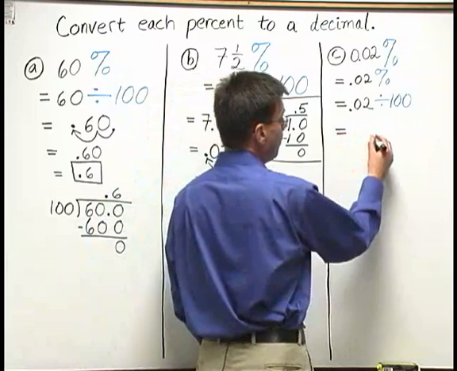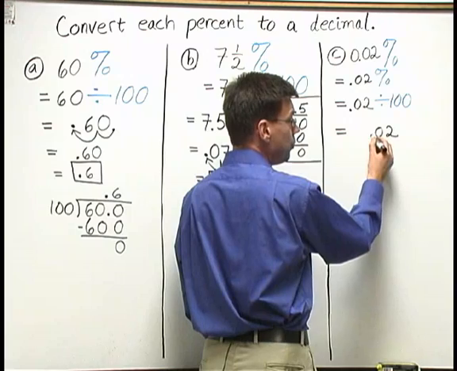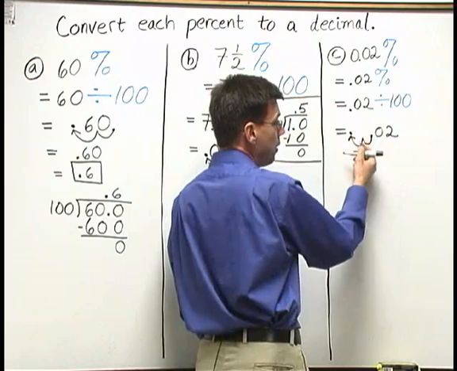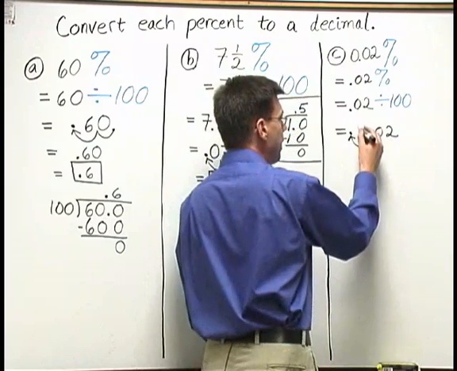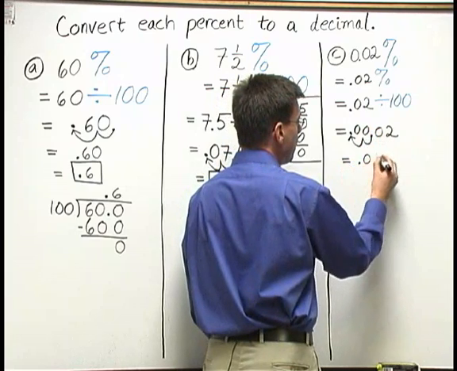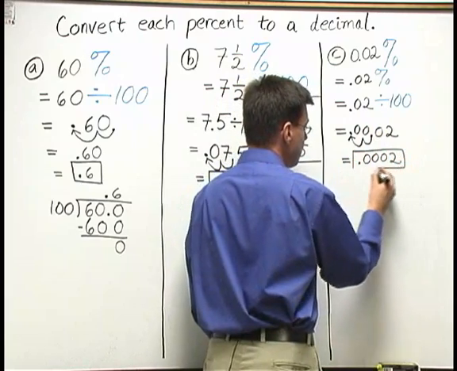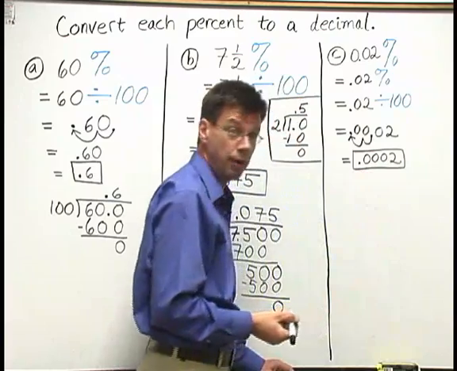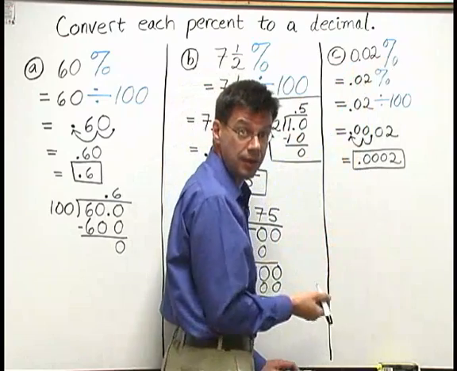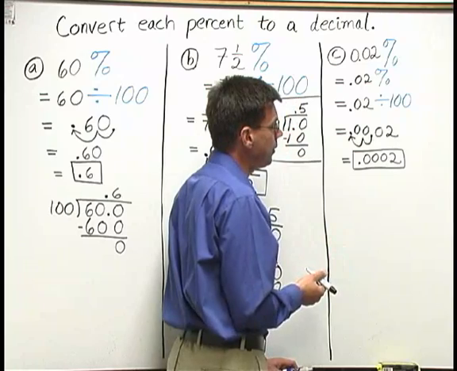If we use the shortcut method, 0.02 divided by 100 means I have to move its decimal point 2 places to the left. In order to hold those 2 places to the left, I write 2 zeros here. And I end up with 0.0002 as my answer. 0.0002 is the same as 0.02%.